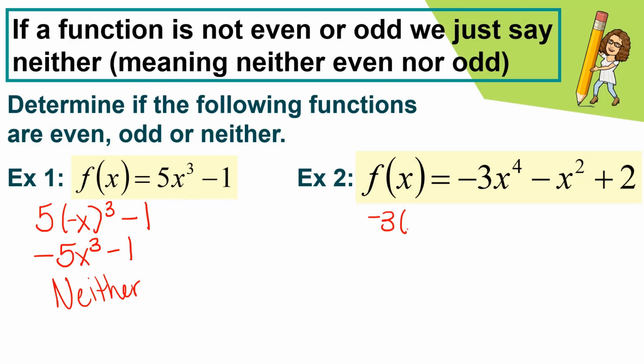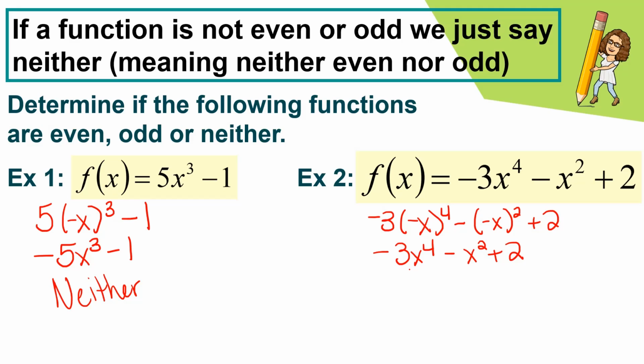Let's check this one. So I got negative 3, caught that time. Negative x to the 4th minus negative x squared plus 2. Just substitute in that negative x to check to see what happens. Negative x to the 4th. Well, you're going to have an even number of negatives. So that negative is technically going to disappear, right? So we're going to have 3x to the 4th. Negative x squared. Negative x times a negative x is just x squared, right? So this negative is still there, but this negative is going to actually disappear. I got plus 2.